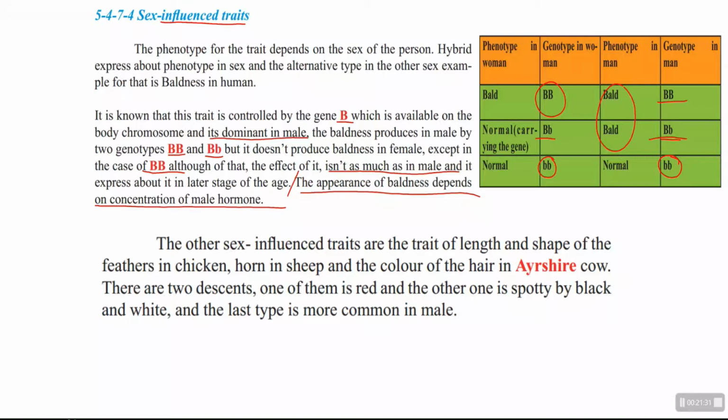The other sex-influenced traits are the length and shape of the feathers in chicken, horns in sheep, and the color of the hair in Ayrshire cow. There are two descents. One of them is red and the other is spotty black and white. The last type is more common in male. Again, maybe it is about the concentration of some hormones.